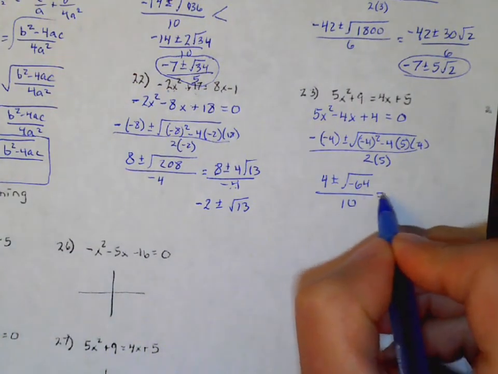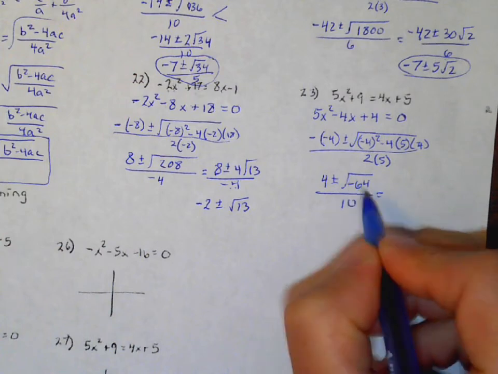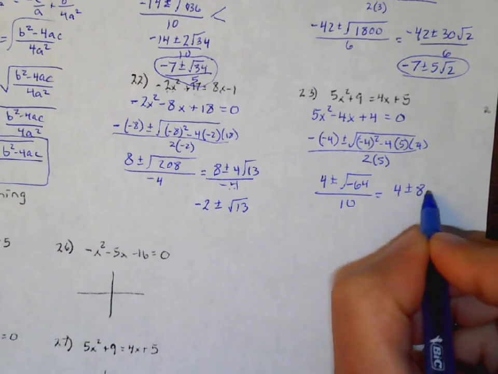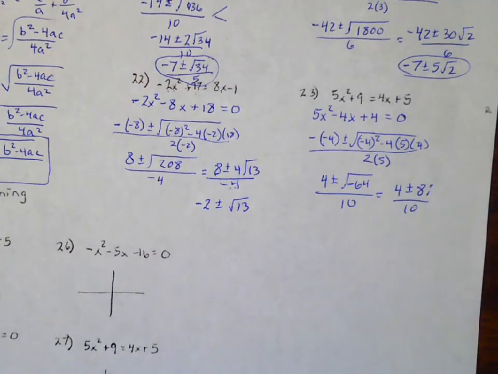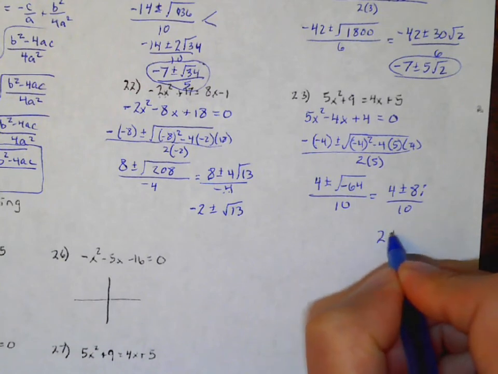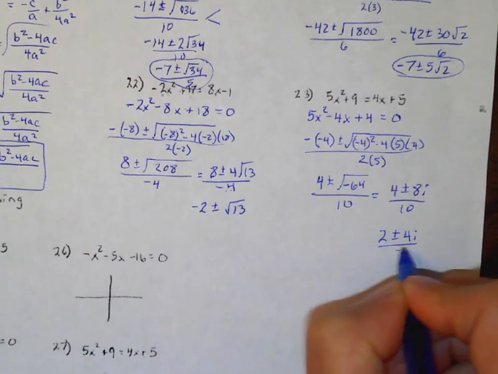Okay, square root of a negative 64. Negative makes it imaginary. Square root of 64 is 8. So it works out to be that. And then we can divide 2 out of all those. So it would be 2 plus or minus 4i over 5.